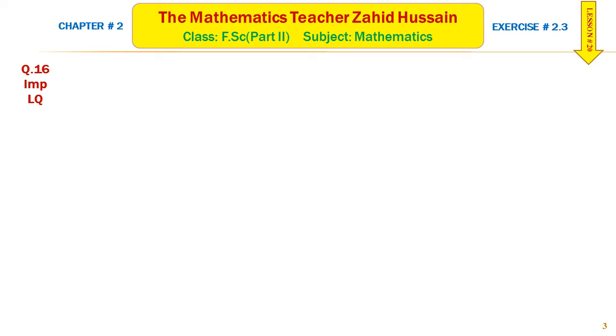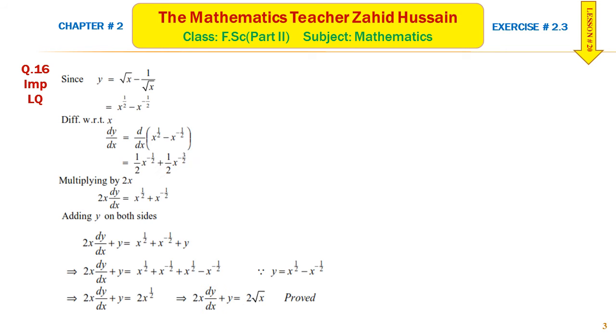Question number 16 is also very important from your examination point of view. You are given this function. It is given that y is equal to square root of x minus 1 over square root of x. We can write this expression like this: x to the power 1 over 2 minus x to the power minus 1 over 2. So differentiating this with respect to x, we get dy over dx, the derivative of this function.